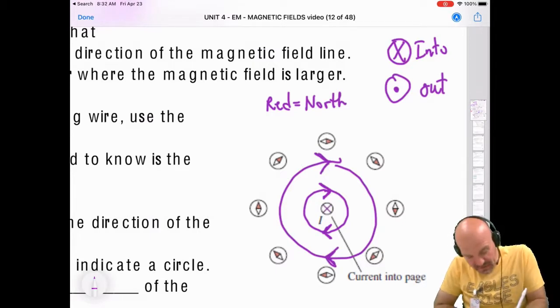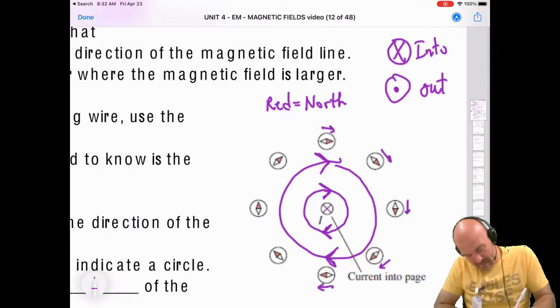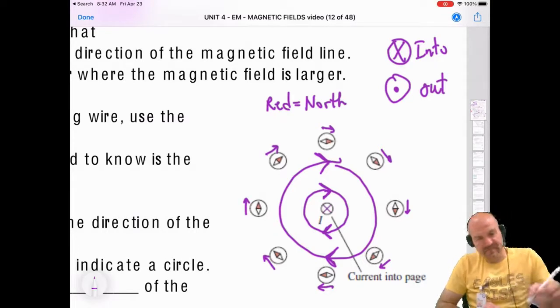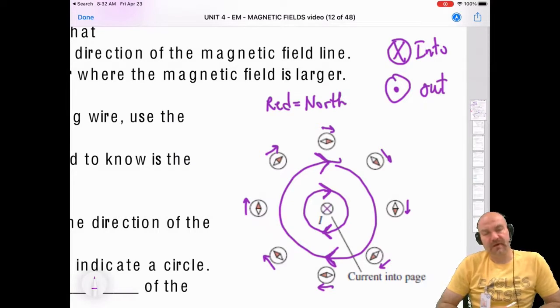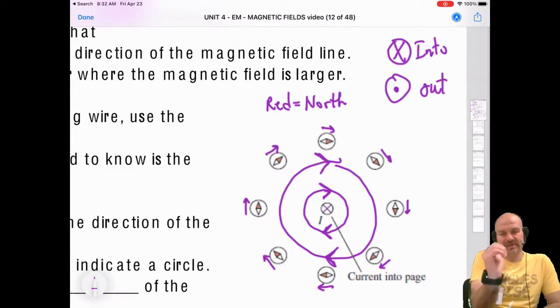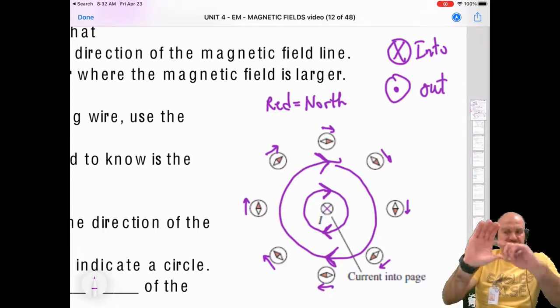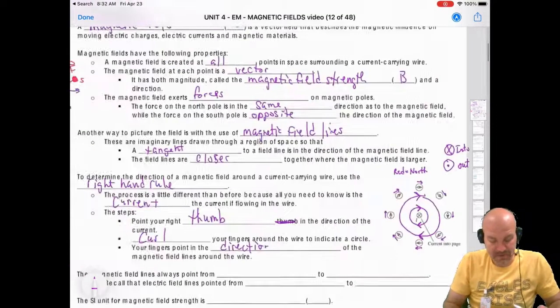One thing to note, if I take compasses, they are going to point in the direction of north, and these little red arrows mean north. You can see that it matches that clockwise motion. If I did out of the page, they would go in the opposite direction. If I did right to left, again, my fingers are going to curl in that direction.